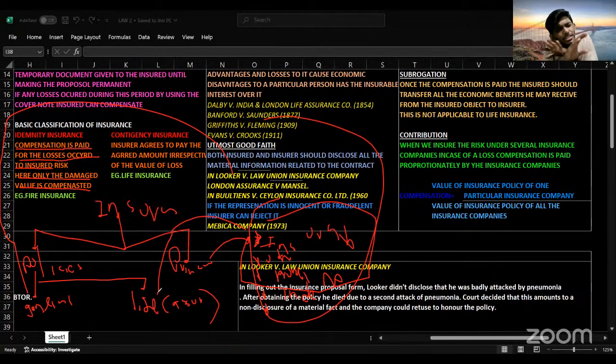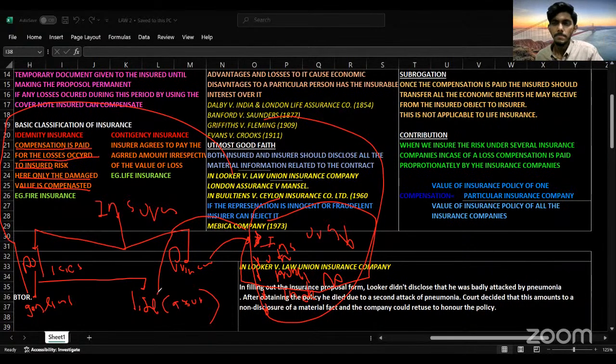Just don't give an amount which is more than the damage. What if you insure your motor vehicle for 5 lakhs, let's assume, and the damage is 2 lakhs? You get only 2 lakhs, according to the principle. That's it.